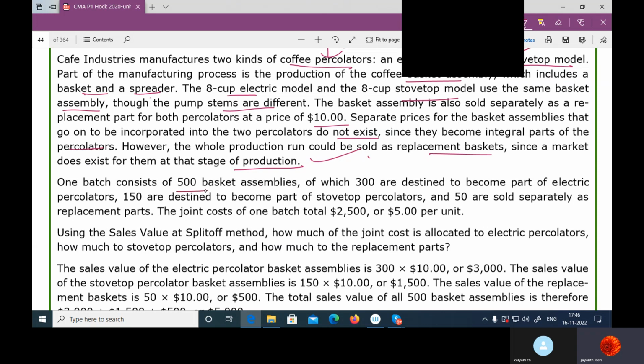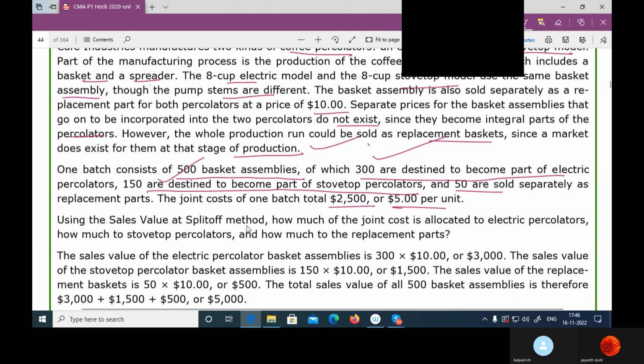One batch consists of 500 basket assemblies, of which 300 are destined to become part of electric percolators and 150 stovetop percolators. Did we get the two different things? The 500 you make, 300 goes for electric and 150 for stovetop, and 50 can be sold separately in the market. Correct? So they made 500 basket assemblies. 300 goes for electric and 150 for stovetop. 50 can be sold in the market. Joint cost for one batch is a total of $2,500, or $5 per unit.